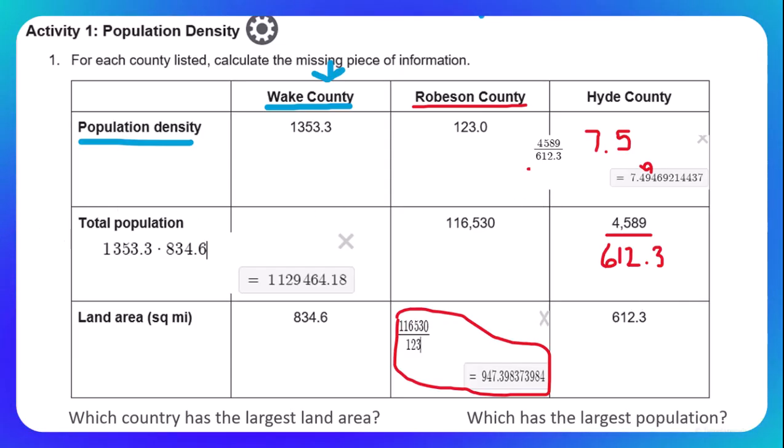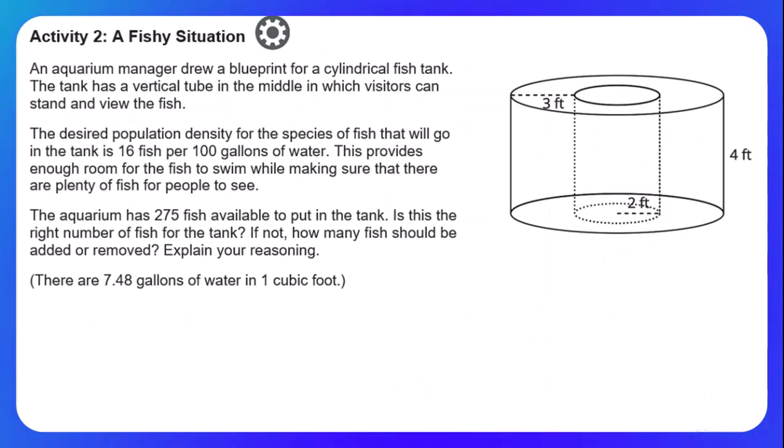All right, let's move on to activity number 2. But make sure that you do the work, use your calculator, and show all of your steps. Okay, activity number 2, a fishy situation. So read through this, pause, highlight the important information, and we'll come back and work through this together. For activity number 2, we want to read through this problem, a fishy situation.